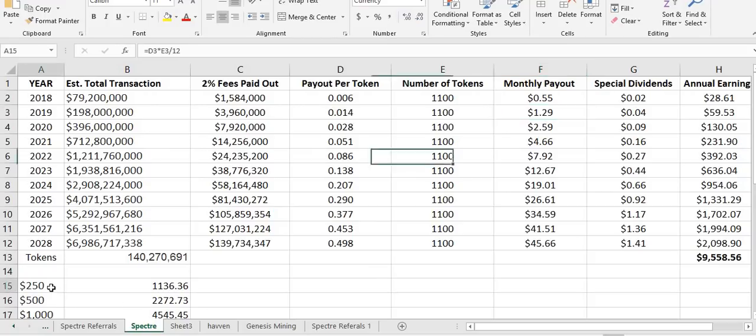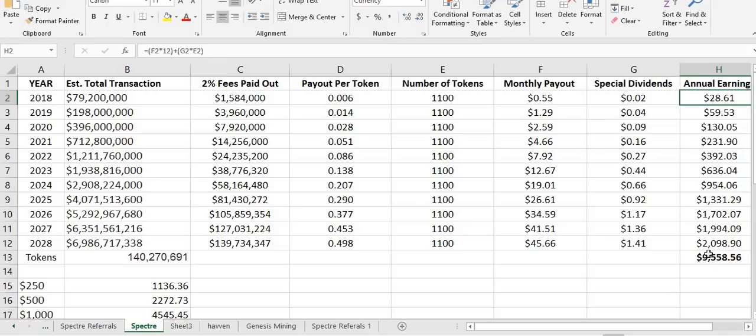Okay, so let's say that you have $250. You go out today and you can get 1,136 tokens. We'll put 1,100 in the calculator. You can see the annual earnings from 1,100 tokens as of this year, 2018, and this does not include the $250,000 special bonus. Okay, that's not built into this calculator. And the annual earnings would be $28.61.